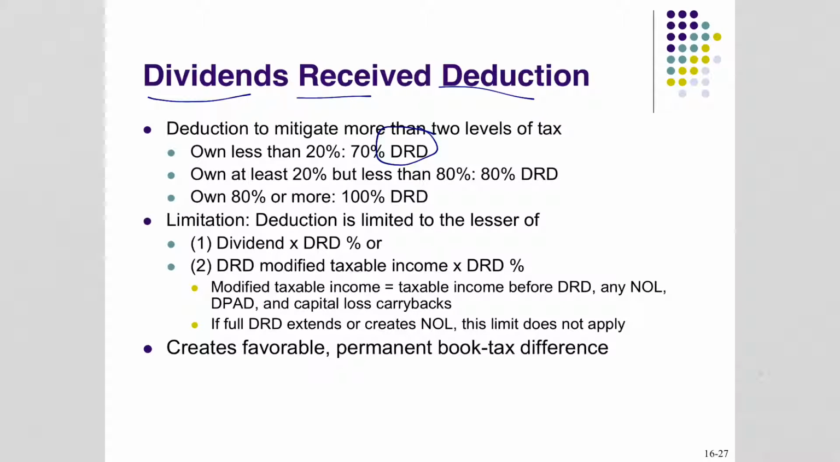It's very objective and it's very mathematical. There's not a whole lot of planning done here, as you recall. The key concept was this sentence right here. It's a deduction to mitigate more than two levels of tax.